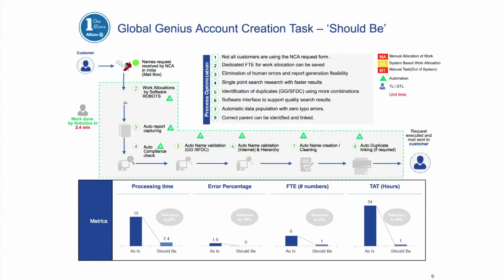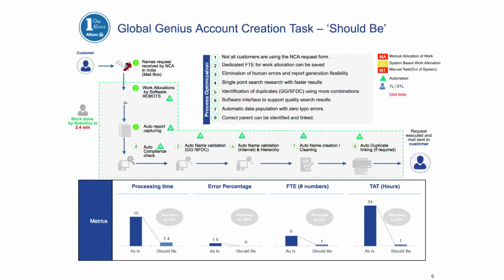Step 1 remains the same. Receives the names request from the customer in the NCA shared common mailbox. Auto work allocation is done by robots in Step 2 instead of manual allocation. Step 3. Auto case information is captured automatically, which gives the opportunity to extract any type of live report online.